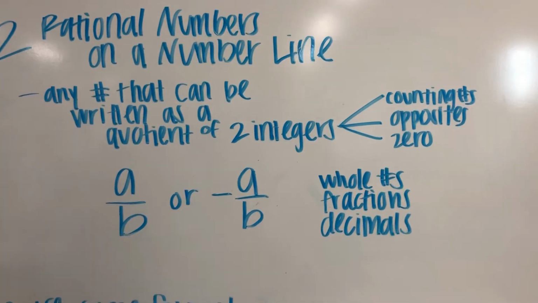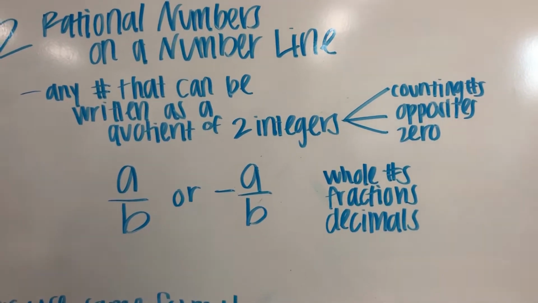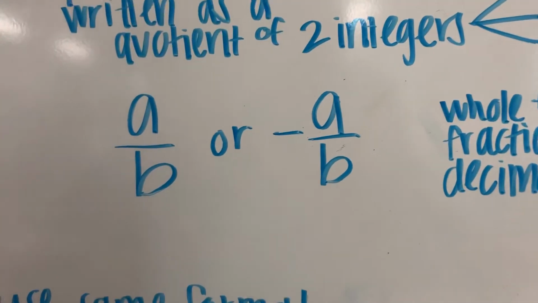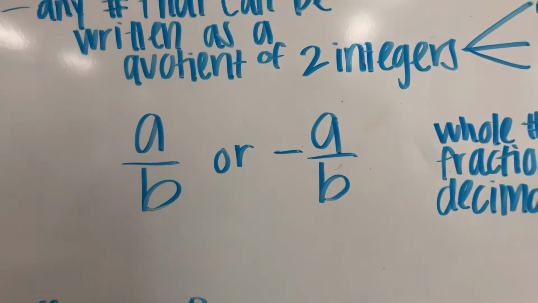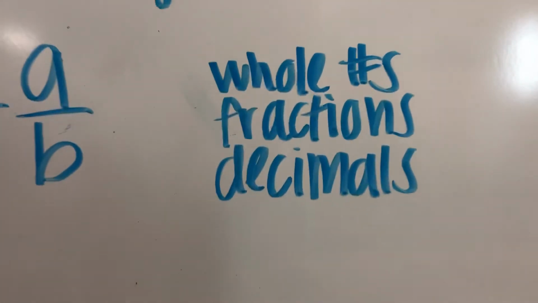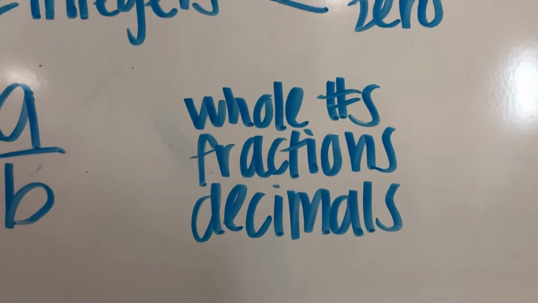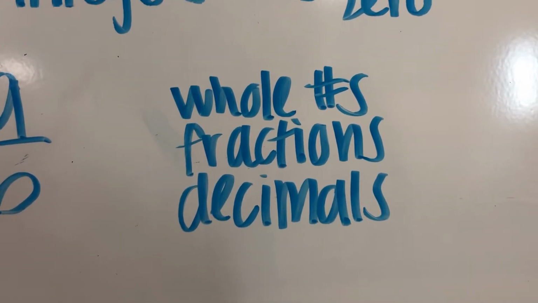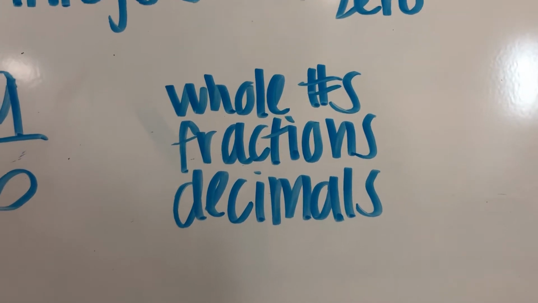So here, we can write rational numbers as a over b, or we could also use negative a over b. So rational numbers include whole numbers, positive, negative, and 0. They also include fractions, and they include decimals.